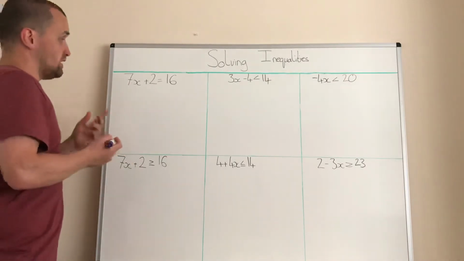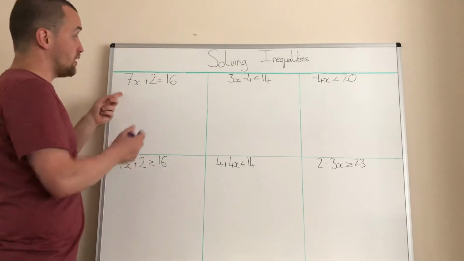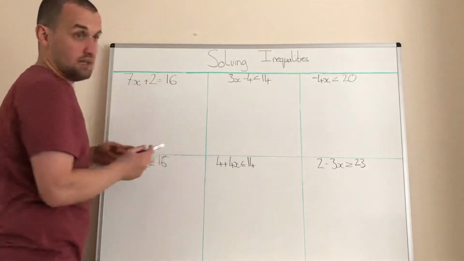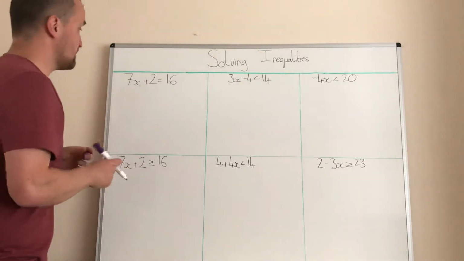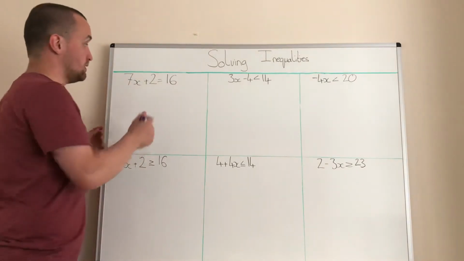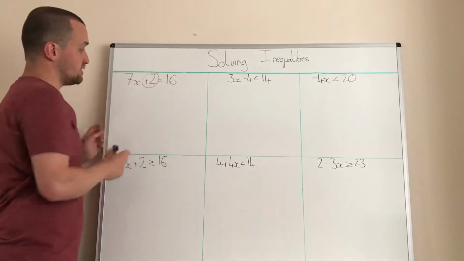So solving inequalities. What I've done here isn't an inequality. This is an equation, and we know it's an equation because it's got an equal sign there. An inequality has a less than or greater than sign on it, one of those. I'm just going to show you this because the methods are very similar. So when we have this one, we want to get x on its own.